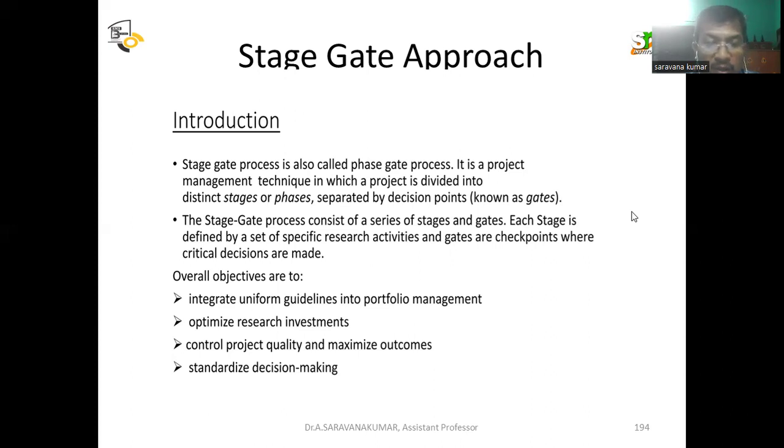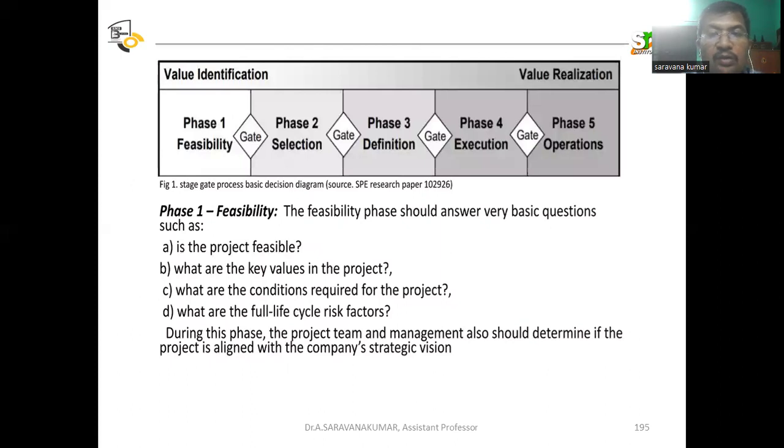So the overall objectives are to integrate uniform guidelines into portfolio management. Portfolio is nothing but structure. Optimize research investments, control project quality and maximize outcomes, standardize decision making. So value identification and value realization. There are 5 stages: feasibility, selection, definition, execution, operations.